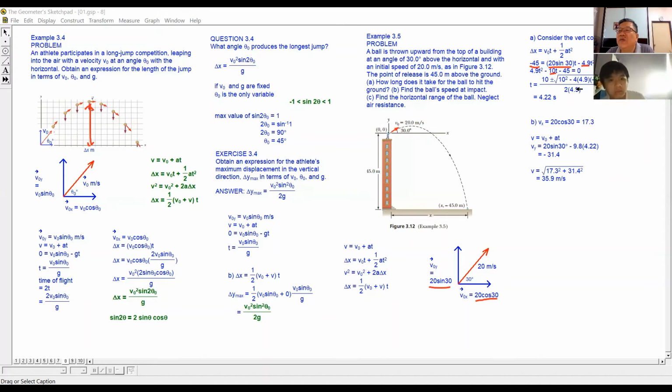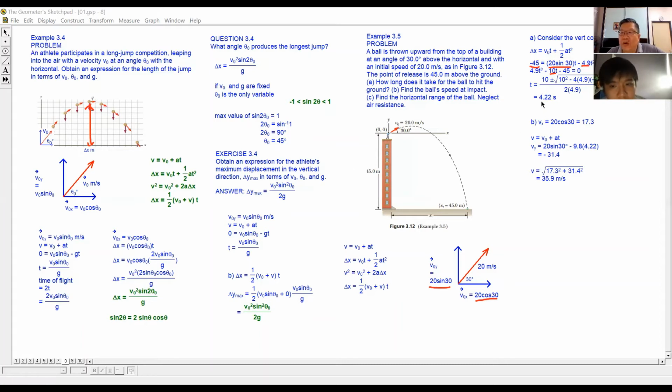2a is 2 times 4.9. So using your calculator, you can find two different times. One of the times, using the negative sign here, will be a negative time, so it is not useful. So we just ignore the negative one and take the positive sign here. So positive 10 plus this number divided by this number, the answer is 4.22 seconds. You can check with your calculator.